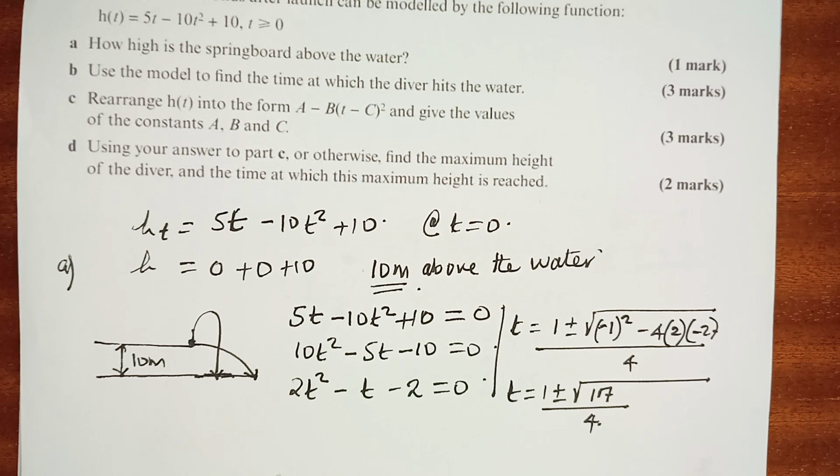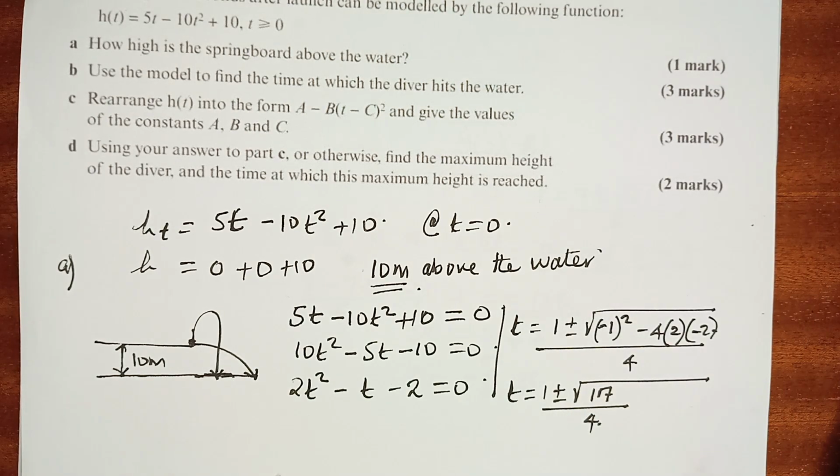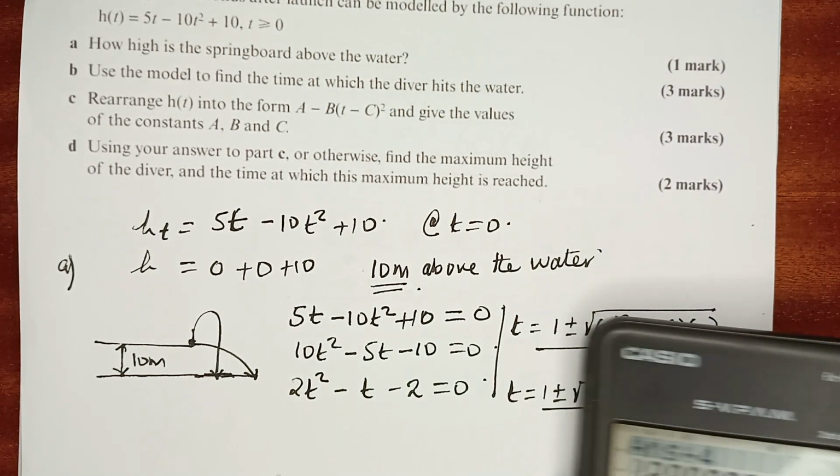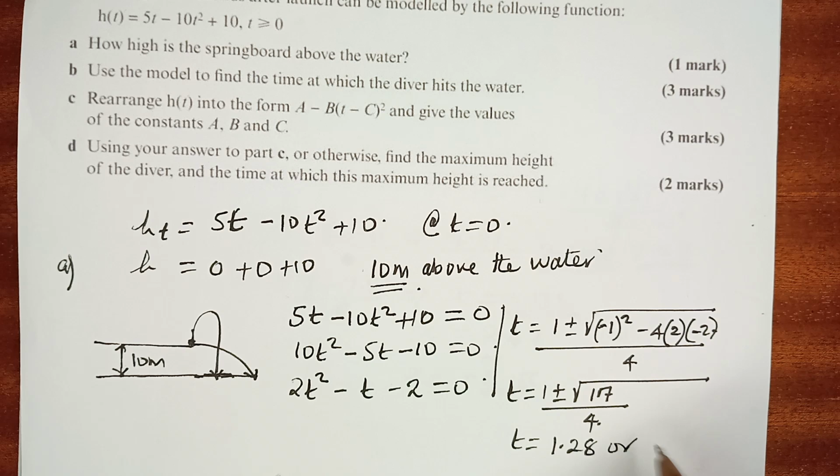We have 1 plus the root of 17. When you divide this by 4, you get 1.28. So t is 1.28, or 1 minus the root of 17 and then divide by 4. That is negative, t is equal to negative 0.78.